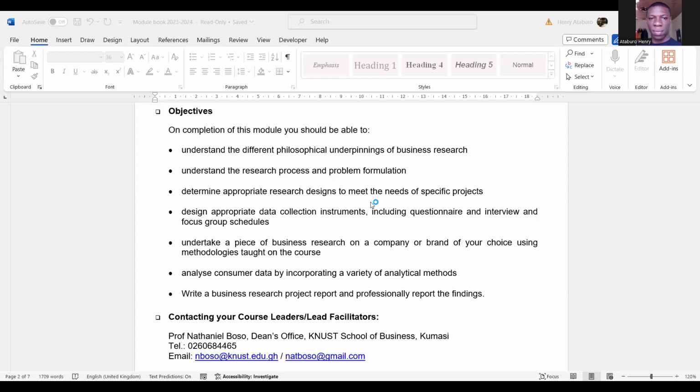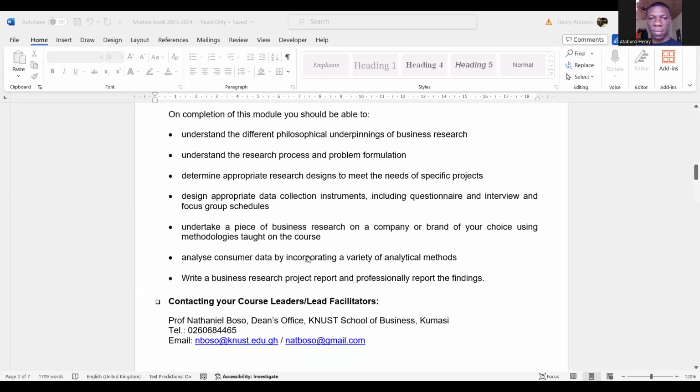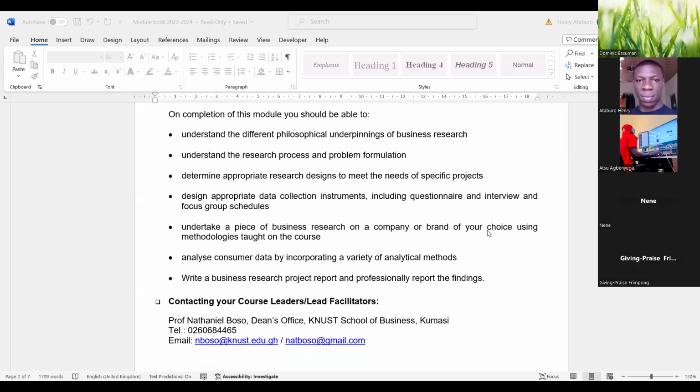and determine appropriate research designs given a research problem or formulation, and then design appropriate data collection instruments to collect data to evaluate whatever research question you have, and to practically undertake a piece of business research on a company or a brand of your choice, either for your thesis or even at your workplace.